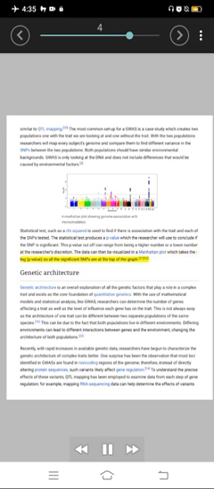Genetic architecture. Genetic architecture is an overall explanation of all the genetic factors that play a role in a complex trait and exists as the core foundation of quantitative genetics. With the use of mathematical models and statistical analysis, like GWAS, researchers can determine the number of genes affecting a trait as well as the level of influence each gene has on the trait.